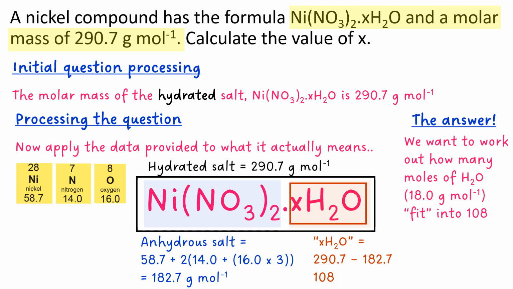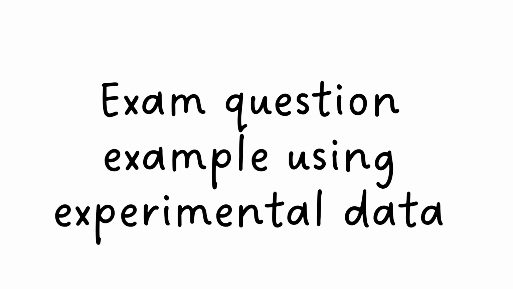So we want to work out how many moles of H2O fit into 108. Now H2O is 18 grams per mole. So you divide 108 by 18.0 and it gives you 6. So that means X equals 6. So let's now try a slightly more complicated example.